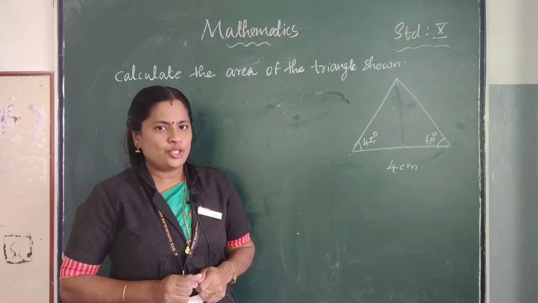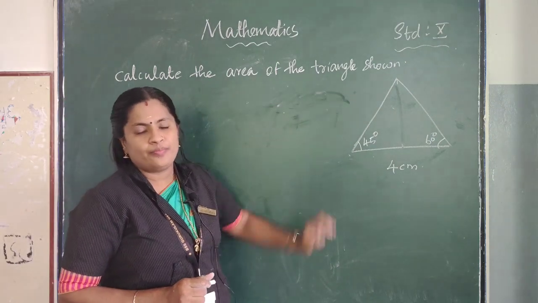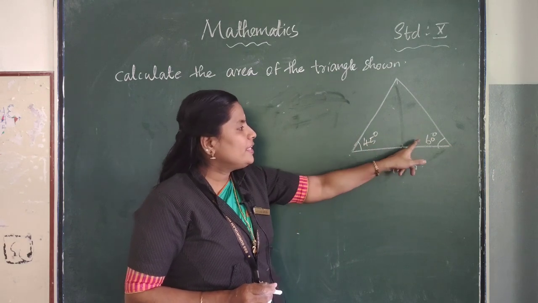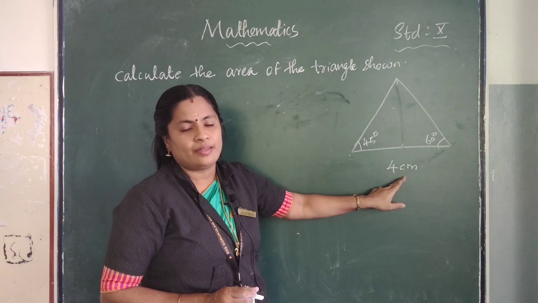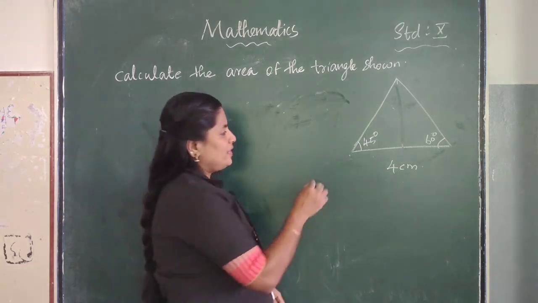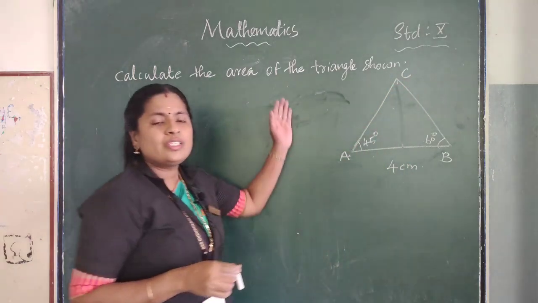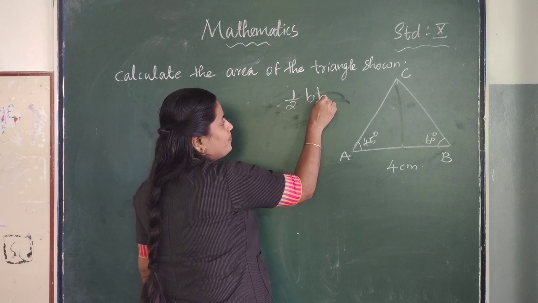Okay. Next problem. Calculate the area of the triangle shown. Here this is the triangle with 45 degree and 60 degree, and one of the sides is 4 centimeter. So we can name this figure A, B, C. What is the area of the triangle? That is half BH.